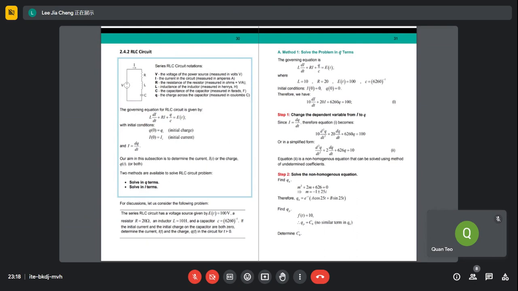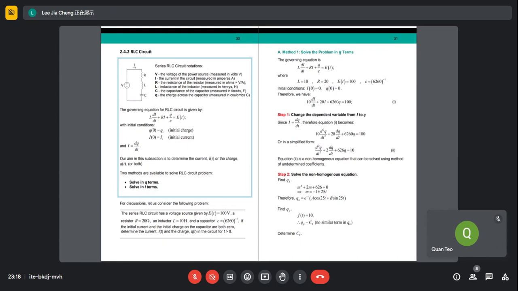So here you can see some notations about the series RLC circuit. V represents the voltage of the power source, which is measured in volts. Second, I is the current in the circuit. It is measured in amperes. Third, R is the resistance of the resistor. It is measured in ohms.